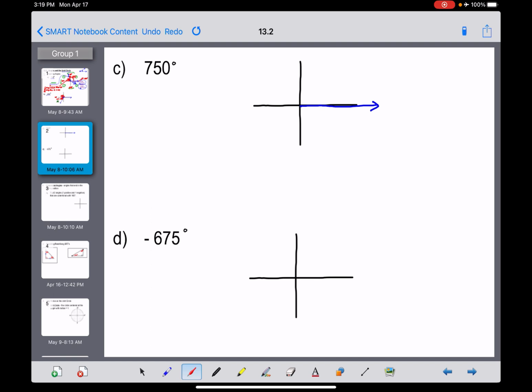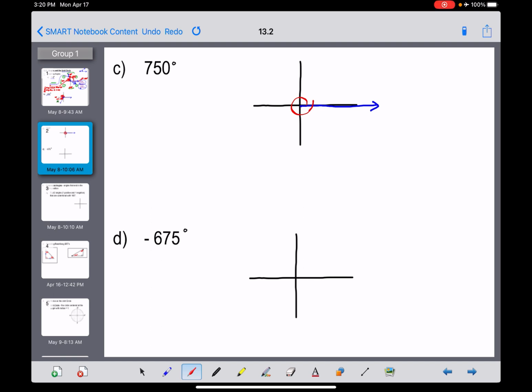This one's interesting because it's a pretty big number. One complete circle is 360 degrees. But you guys notice I didn't just draw that as a circle. I kind of pushed it off to the right because I'm not done. A complete circle is 360. A second complete circle is 720.